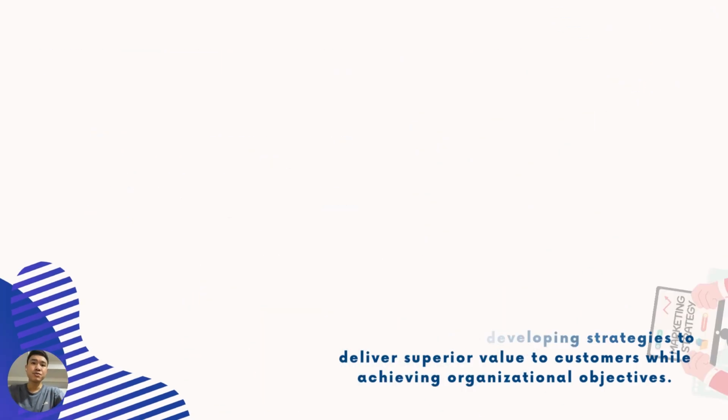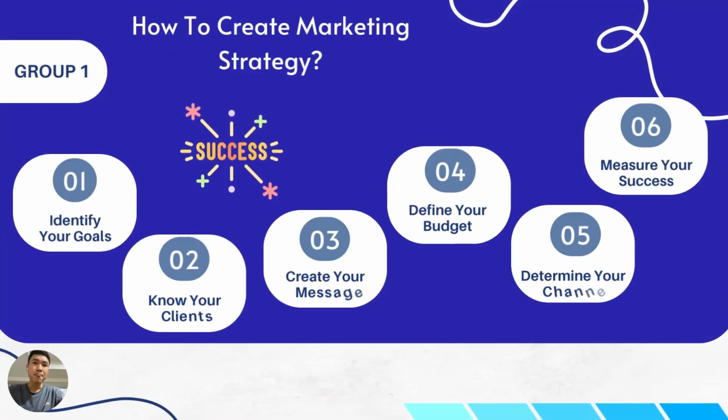So, how to create a marketing strategy? I list for you 6 important steps for creating a marketing strategy. The first one is identify your goals. While sales is the ultimate goal for every company, you should have a more short-term goal such as establishing authority, increasing customer engagement, or generating leads.